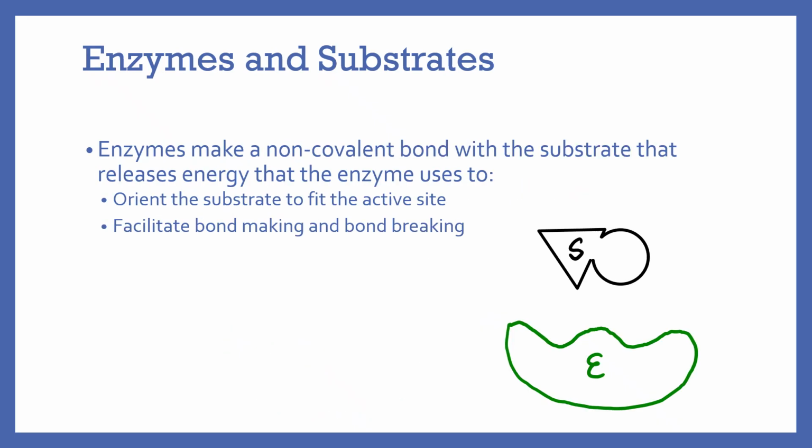Enzymes make a non-covalent bond, which means they don't share electrons with the substrate. This bond releases energy, which the enzymes use to orient the substrate so it is facing the right way to fit into the active site, and to facilitate bond making and bond breaking with the substrate during the reaction. The enzyme active site and the substrate must be compatible in shape, electrical charge, and chemical properties.